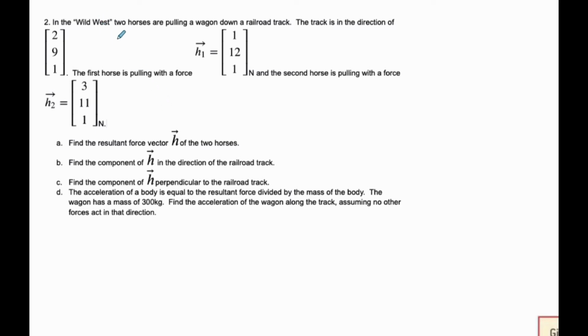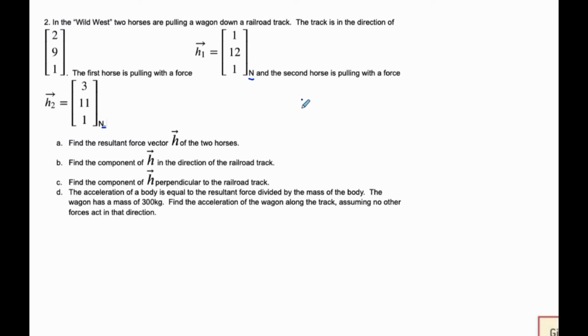So in the Wild West, two horses pull a wagon down a railroad track. Okay, the track is in this direction as a vector. The first horse is pulling with this particular force in newtons, and the second horse is pulling with this particular force in newtons. Find the resultant force H of the two horses.